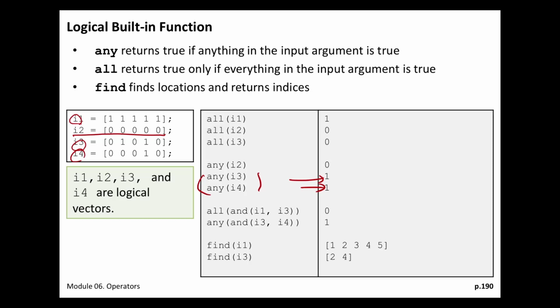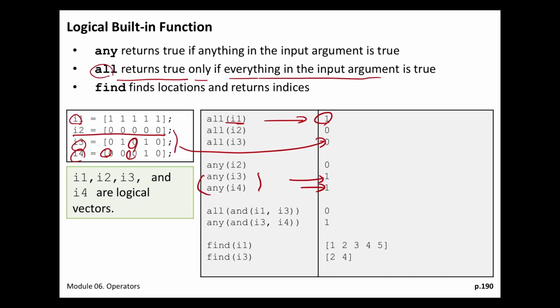Simple, right? On the other hand, all returns true only if everything is true. That's why all i2, i3, i4 are false because there's a 0 here, but only the i1 gives you the true. Make sense? What about the find?